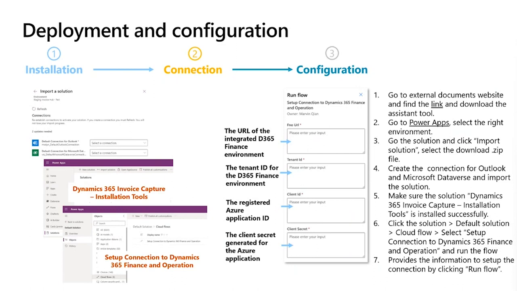Once you've imported that, you'll have the installation tools, and you'll run through the installation tools, and this will create the connection. You will need to run the flow to create the connection that is part of this app. And this is where you'll utilize the URL, the tenant ID, the client ID, and the client secret that we noted during the Azure app registration.